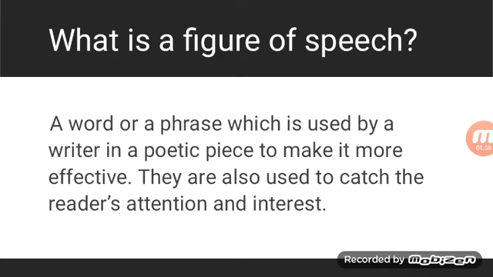A figure of speech is a word or a phrase which is generally used by writers in a poetic piece, in poems, and sometimes in stories also. If you have read poems in your reader books, in reader lessons, and in stories, you must have noticed that the writers use poetic devices or figures of speech many a times. These poetic devices are used to make your poetic piece effective and to increase the beauty of the language. Also, they are used to catch the reader's attention and interest. So let's proceed now.